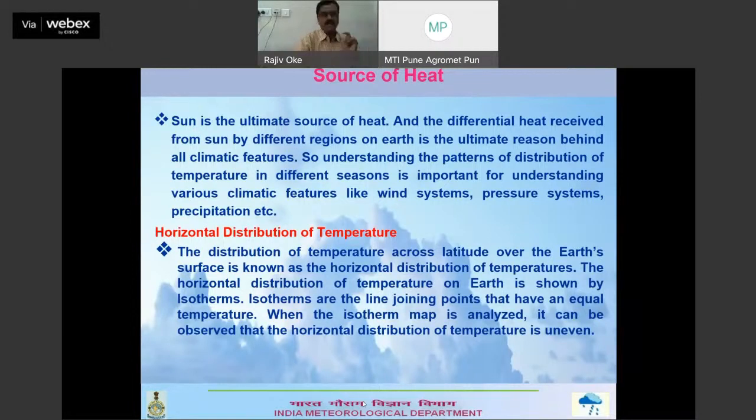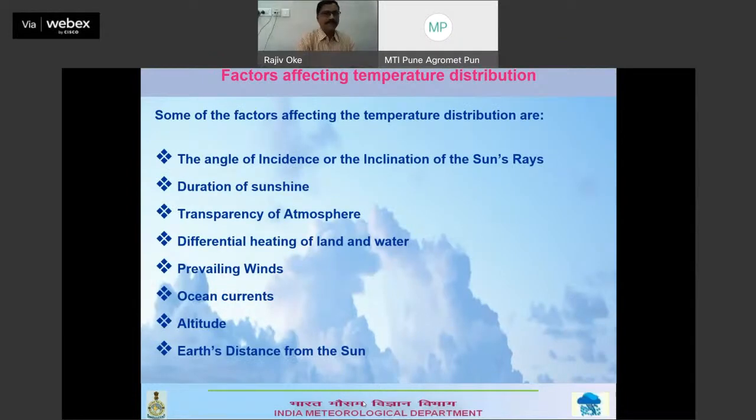When we draw an isotherm map and analyze it, it is seen that the distribution of temperature is uneven, which is the main cause of the change in weather parameters. So weather elements change due to the uneven distribution of temperature. So what are the factors affecting temperature distribution?